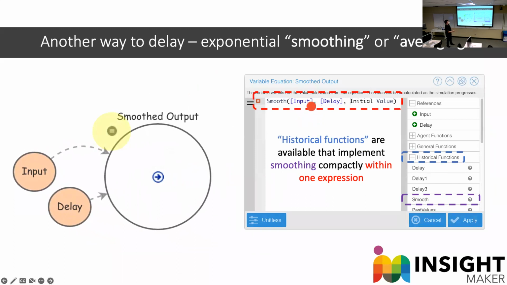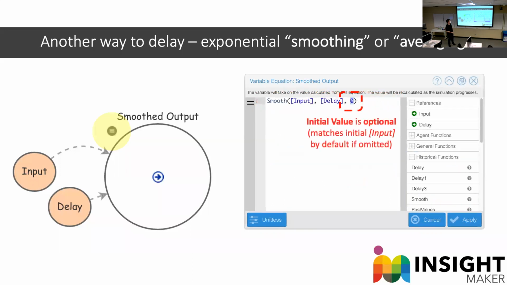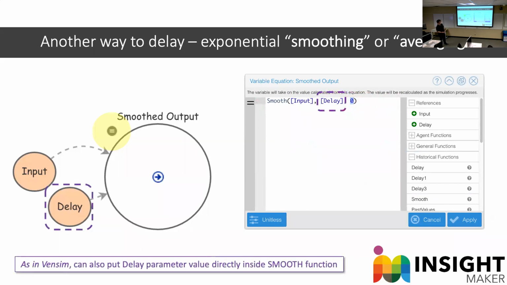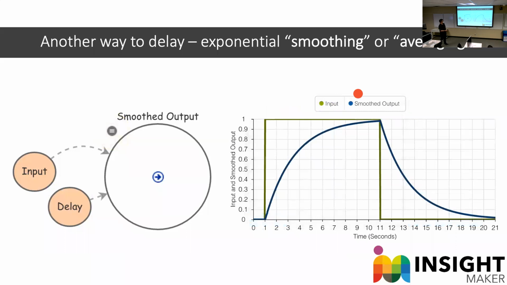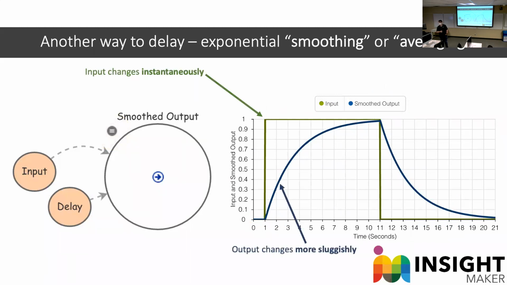So you take input as the first argument, time constant as the second argument, and then an initial value, which you can set equal to 0. And I think Insight Maker will actually let you drop it, so this is optional there, is all I'm saying. And so we basically do exactly the same thing that we do in Vensim. I can implement with smooth the same thing that I implemented in Vensim. All right, so nothing new there, exactly the same term.